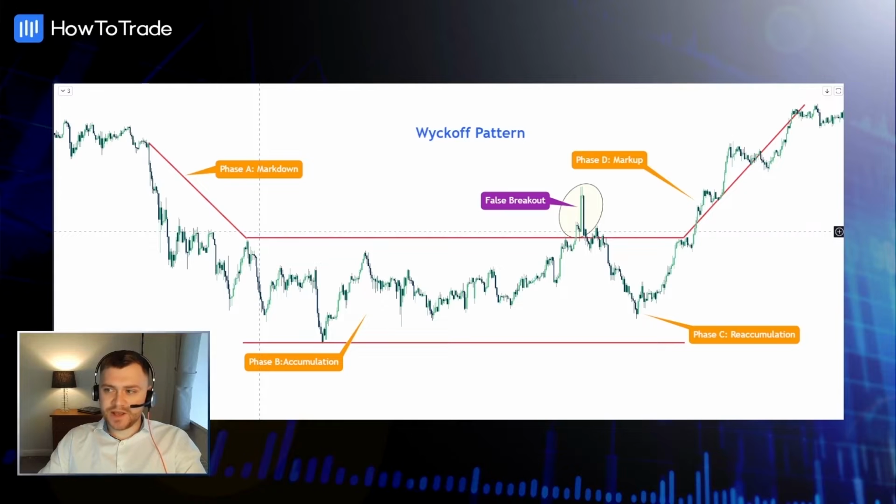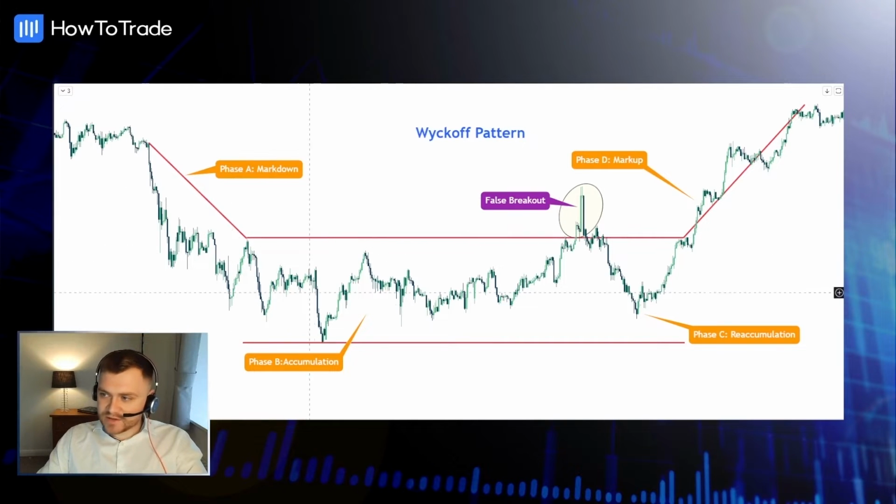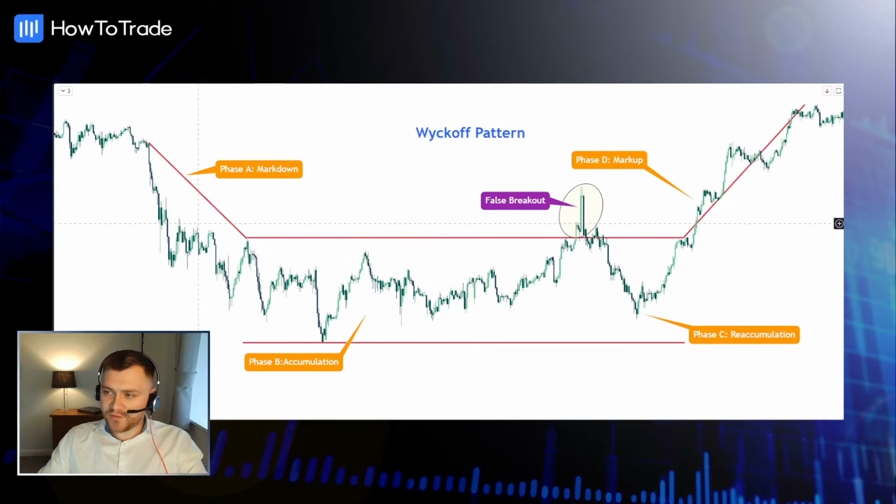Phase B is this accumulation stage. So after we've got that move to the downside, we can see that the market really traded within a fairly tight range after that move to the downside.